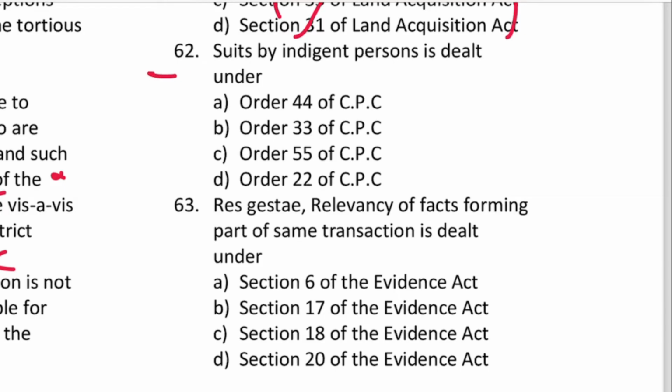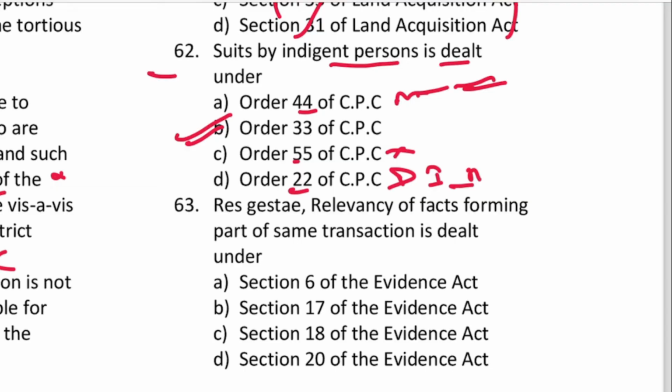Next 62, suit by indigent person is dealt under Order 33. B is the answer. Order 44 is appeal of indigent person. Order 22 is in case of death, insolvency and marriage. Order 55 no order. Orders are up to only 51 orders, है ना?